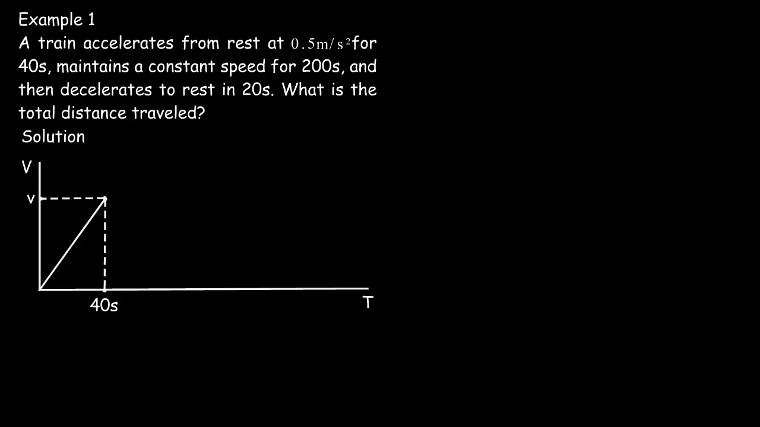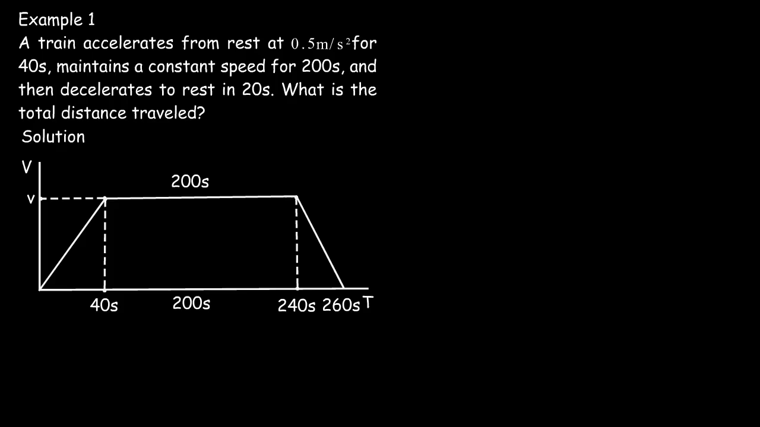Now it maintains a constant speed for 200 seconds. We continue this speed with a straight line. This is a constant speed for another 200 seconds, which will make our total time now 200 plus 40, which is 240 seconds, and then it decelerates to rest in 20 seconds, which means a downward slope, which will make our total time 240 plus 20, which is 260 seconds.